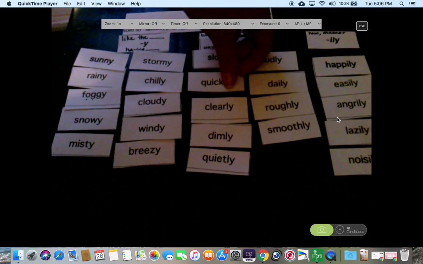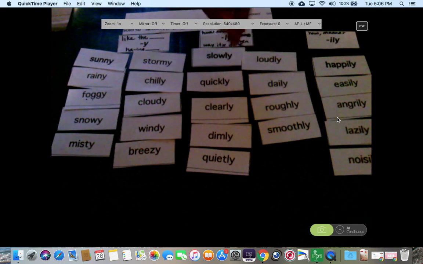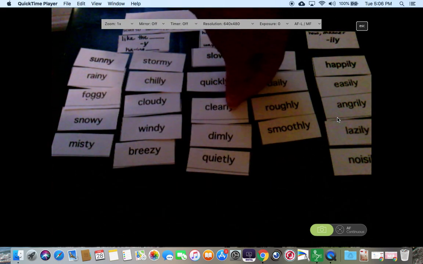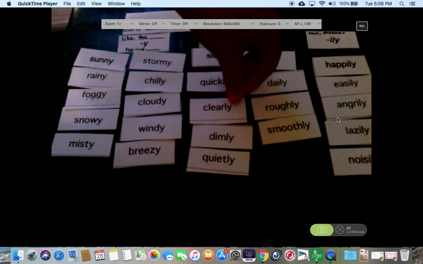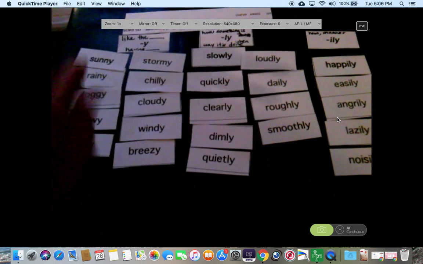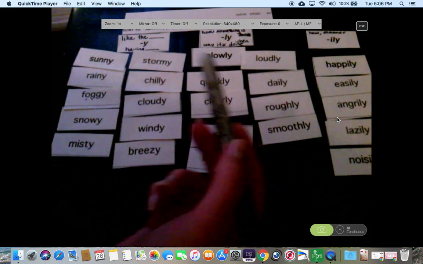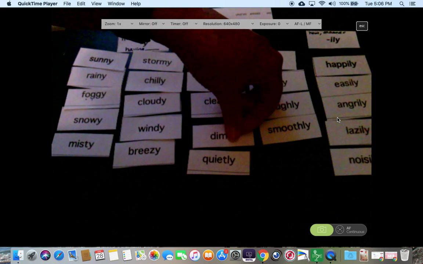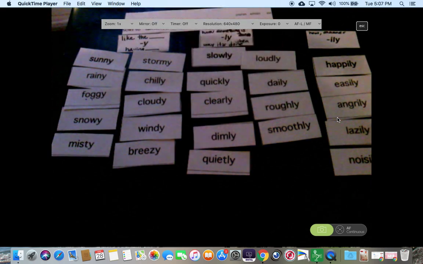Cover this up, you see the word quick. So quickly, again, the manner in which it is done. Clear, okay, so clearly, so it was done clearly. Maybe they explained something very clearly to you. Dim, that means like if the lights are really low, okay, so like the room was dimly lit. How was it lit? The lights were not very bright.